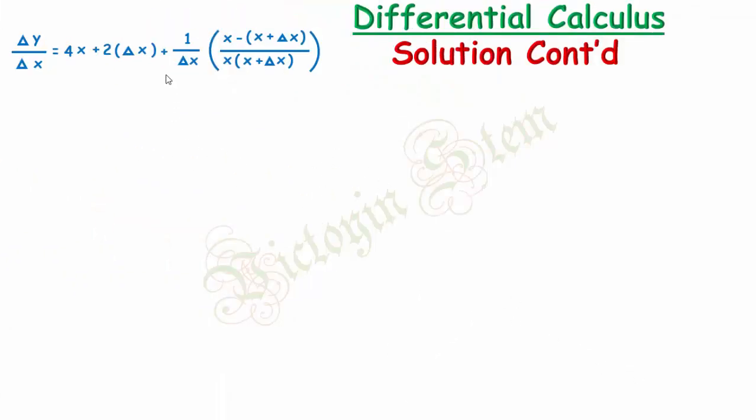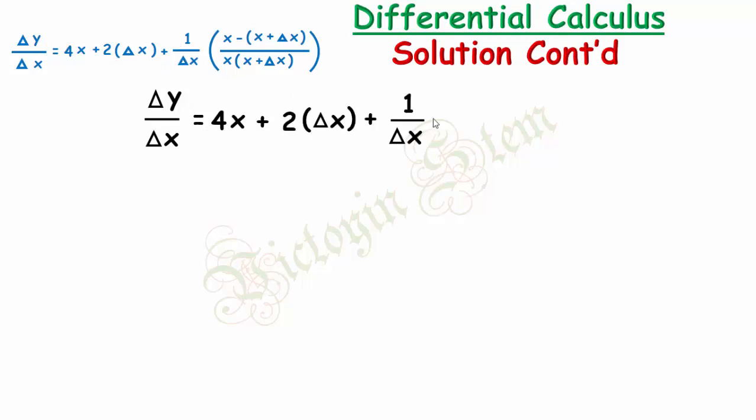So I wrote this as a form of a recap of the last line of the previous slide. So I'll replicate this. Delta y divided by delta x equals 4x plus 2 delta x plus 1 divided by delta x. I'll open up a bracket. Now looking at the denominator, I can expand the bracket. x times x is x to the power of 2 plus x times delta x is x delta x, and then I'll rule my line.